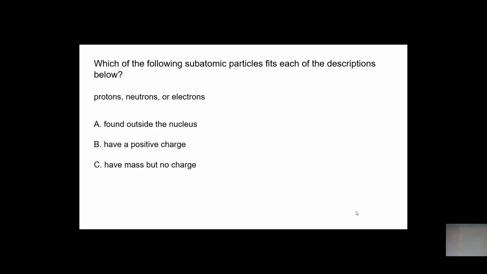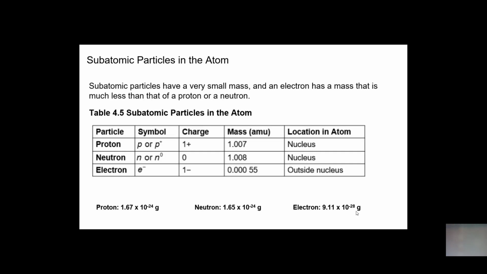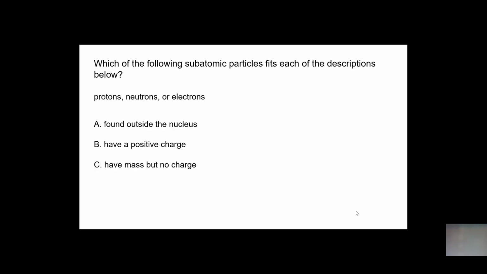So let's test the knowledge about this. Which of the following subatomic particles fits each of the descriptions? Found outside the nucleus. Well, I pointed it out here, and it is the electron. Has a positive charge. Think of p and p. Protons have a positive charge, and then has mass but no charge, and that is neutrons. And we're going to get more into masses, so believe me, you're going to get really comfortable with this stuff really quick. And that's it. Thank you.